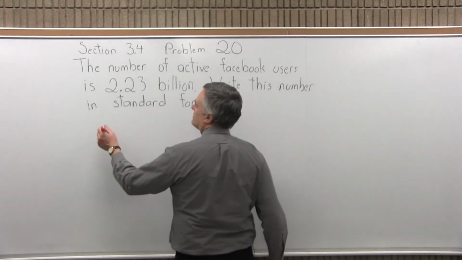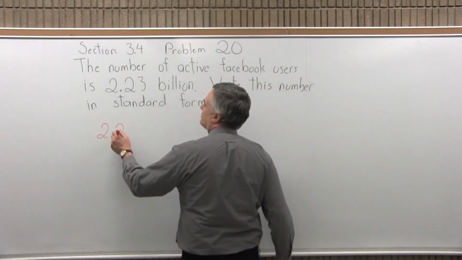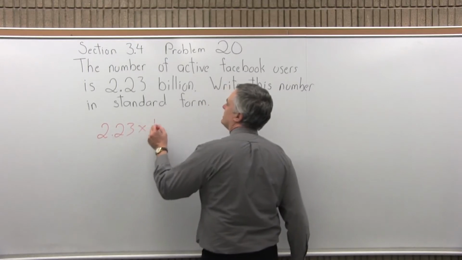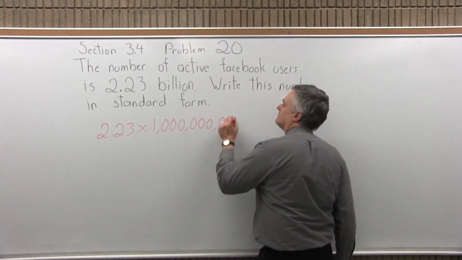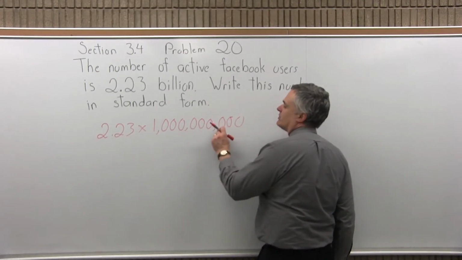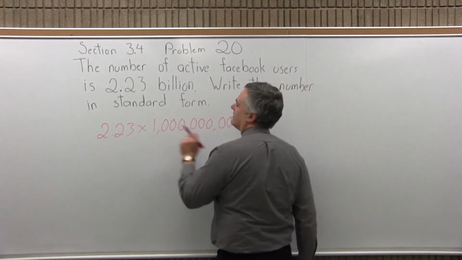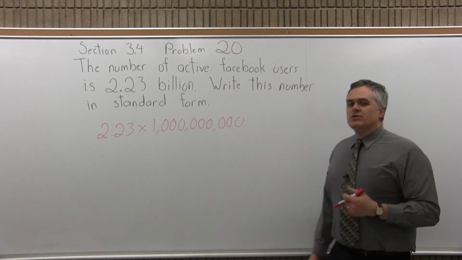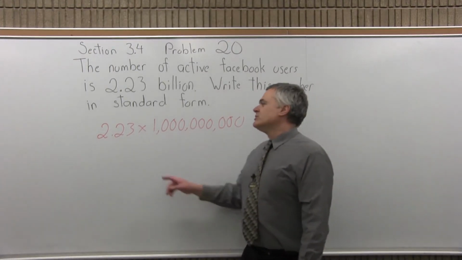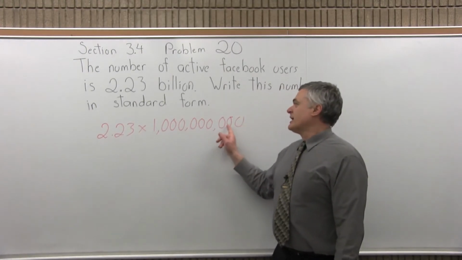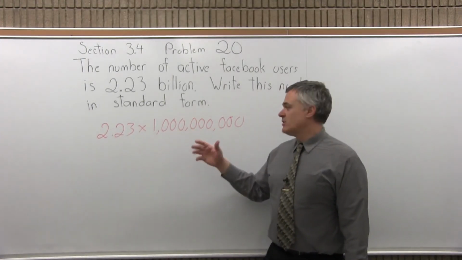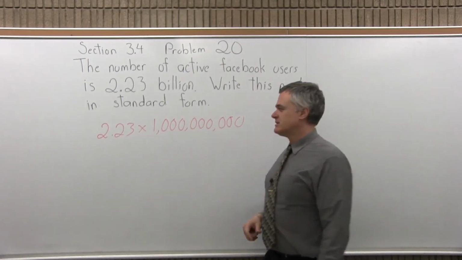So 2.23 billion, you would start off with 2.23 times a billion. And a billion is a 1 with 9 zeros after it. Like that. That's 9: 1, 2, 3, 4, 5, 6, 7, 8, 9. So to do this multiplication, really what you do is you take the decimal where it's initially written and move it as many places to the right as you have zeros. So 9 zeros, you move it 9 places.